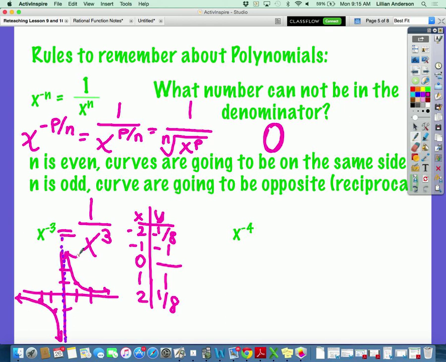Don't forget, you can always default to making the table. You can just rewrite it, make the table, plug in points. What about x to the negative 4? How can I rewrite this, Tiana?